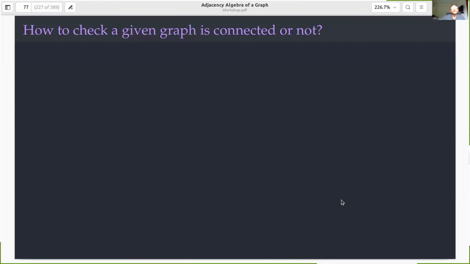So now the question is how to check whether a given graph is connected or not. For this, the adjacency algebra is not required, but let us see how to check it using our matrix theory. The goal of this workshop or short-term course is graphs, matrices, and applications: how matrix theory will be helpful, and also sometimes how graphs will help linear algebra.